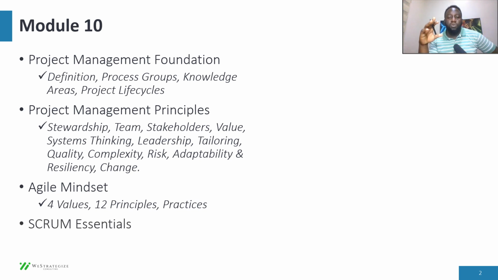and then we're going to go in depth into one of the most common agile practices, which is Scrum, right? So we'll talk about the Scrum essentials and what is required here. So that's basically what we're going to look at in project management. What do we have in Module 11?